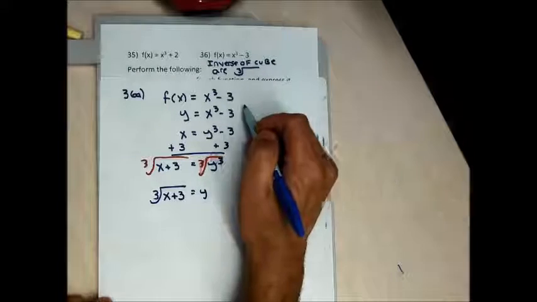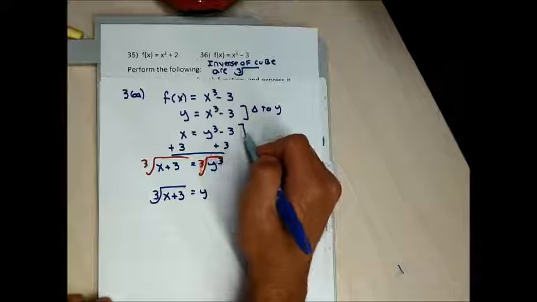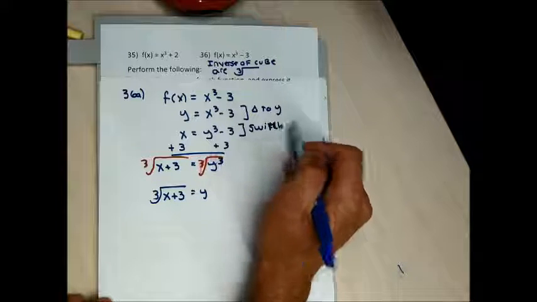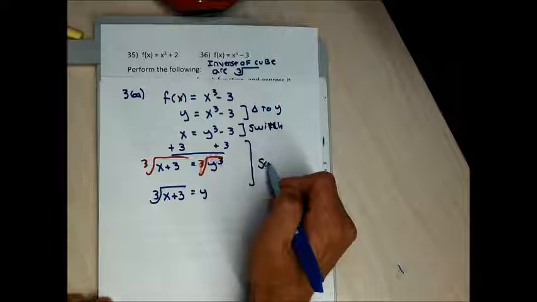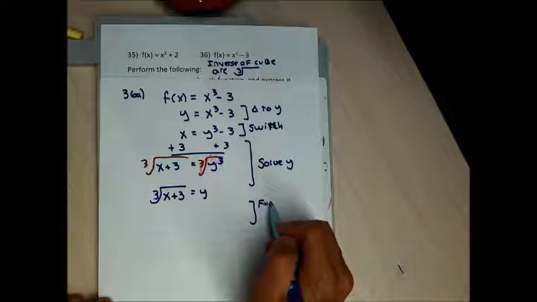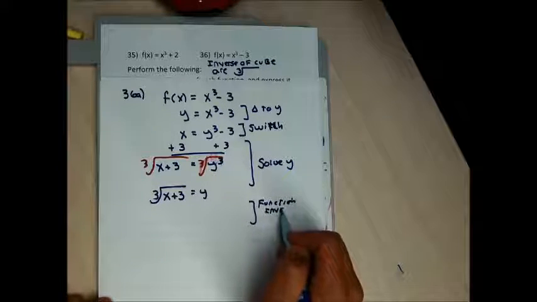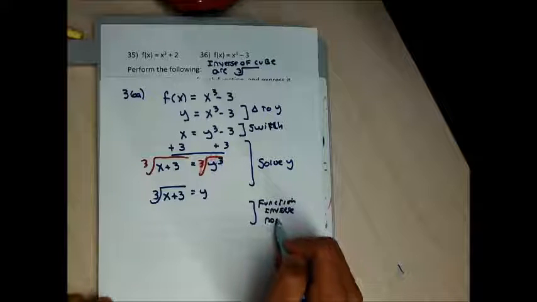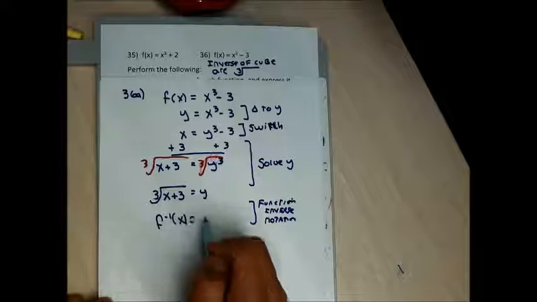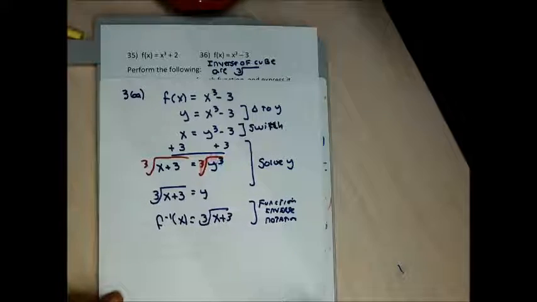So I've done all my steps. Step 1, change to y from the function notation. Step 2, switch the x and y. Step 3, solve for y. And then step 4, introduce the function inverse notation. So I'm going to get f inverse of x is the cube root of x plus 3. That's my answer to part A of 36.